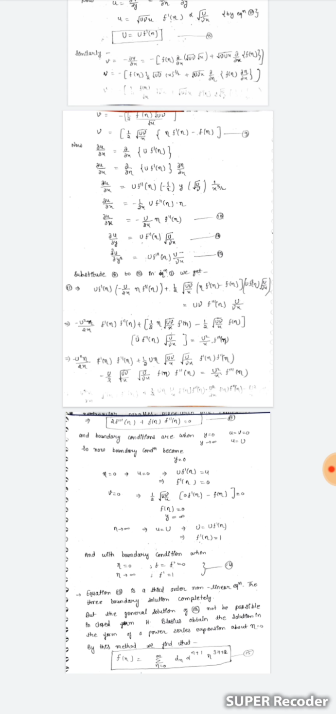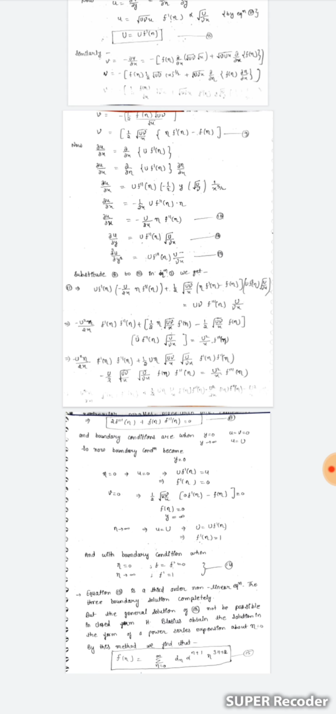Using this equation, we get del u by del x is equal to minus U upon 2x eta f double dash eta, and del u by del y is equal to f double dash eta into under root of U upon nu x. This is our equation number 11. And del square u by del y square is equal to f triple dash eta into capital U upon nu x. This is our equation number 12. Substitute equations 8 to 12 in equation 1. Then we get twice f triple dash eta plus f into f double dash eta is equal to 0.